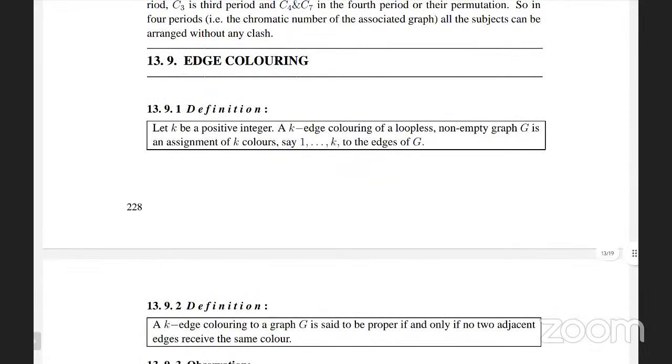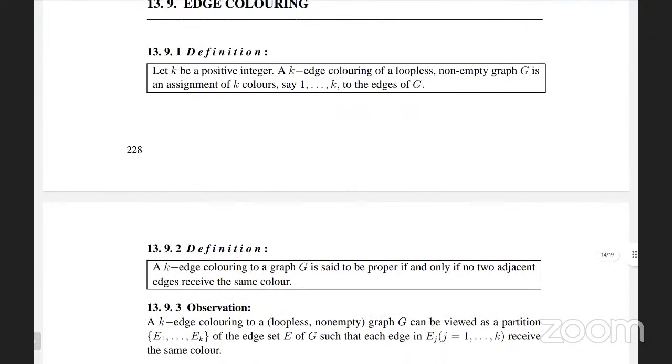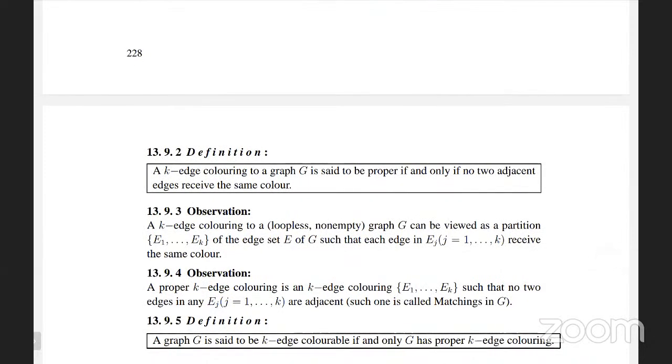Next, edge coloring comes in. Let k be a positive integer, and a k edge coloring of a loopless non-empty graph G is the assignment of k colors. Loopless means a loop should not be taken. What is the importance of the loop? It is not required for the loop. Whether its edges are available or not, based on the edges, the coloring will be done. If a loop is there at the time, it will be considered for a separate coloring graph, so that it is also one separate subset.